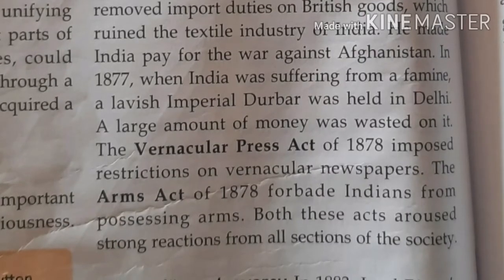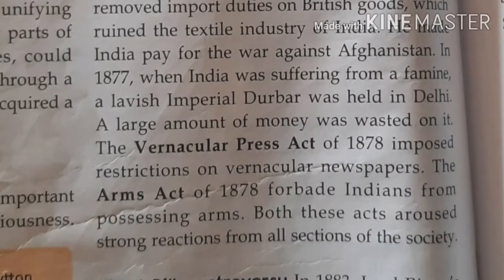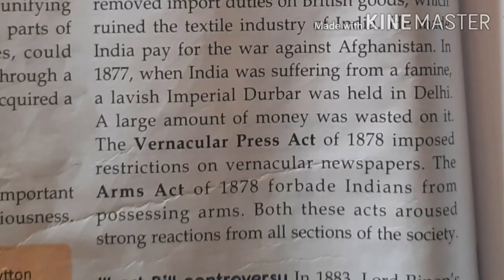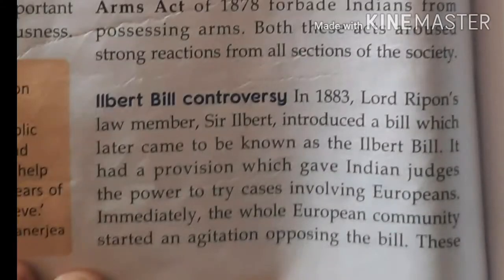Next topic, the Ilbert Bill. The Ilbert Bill was also a main reason for controversy. In 1883, Lord Ripon's law member Sir Courtenay Ilbert introduced one bill, later known as the Ilbert Bill. Means Lord Ripon introduced one bill, that is the Ilbert Bill. It had provisions which gave Indian judges the power to try cases involving Europeans. Means Indians के judges जो होते थे वो Europeans के cases को try करते थे, cases को सुनते थे.